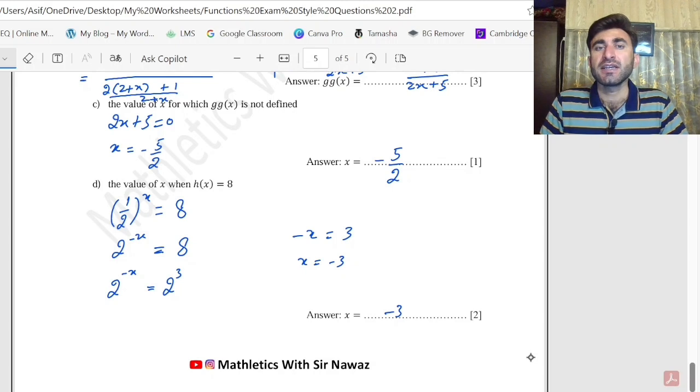It contained all the subtopics of the function. There are some questions which are ambiguous. Most of the students find it difficult, so you really need to practice this.